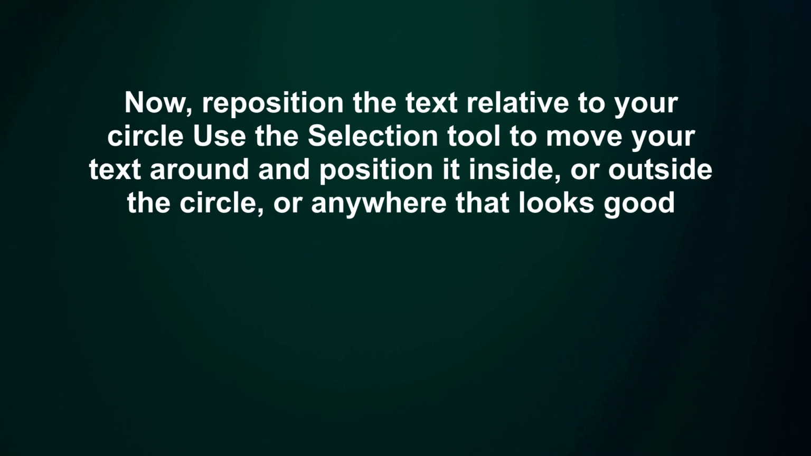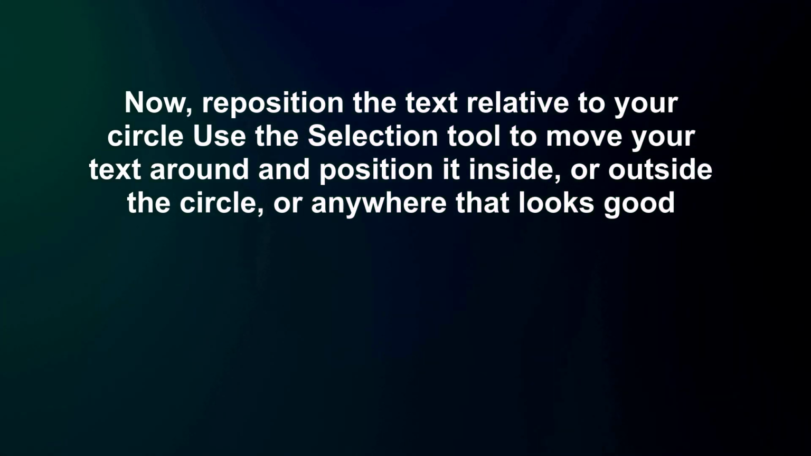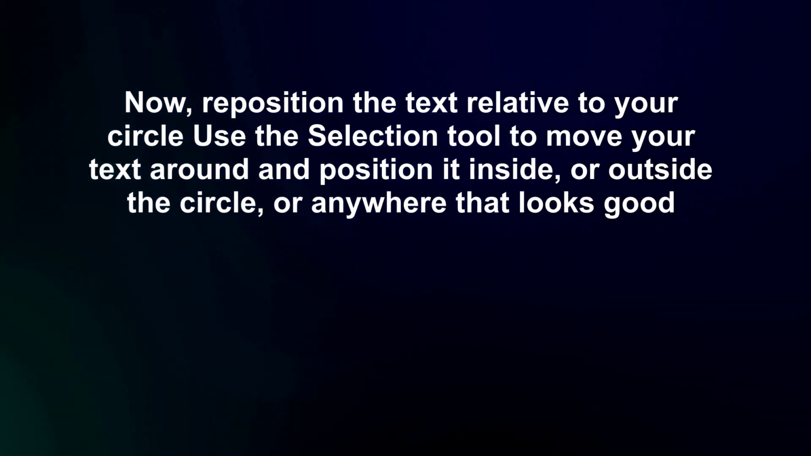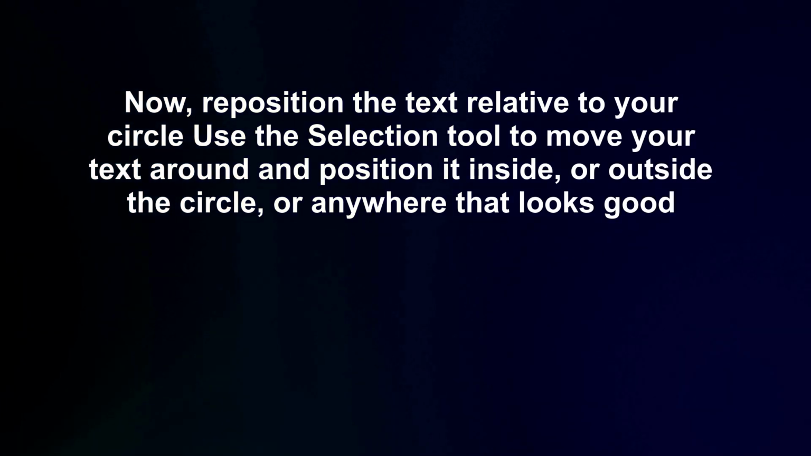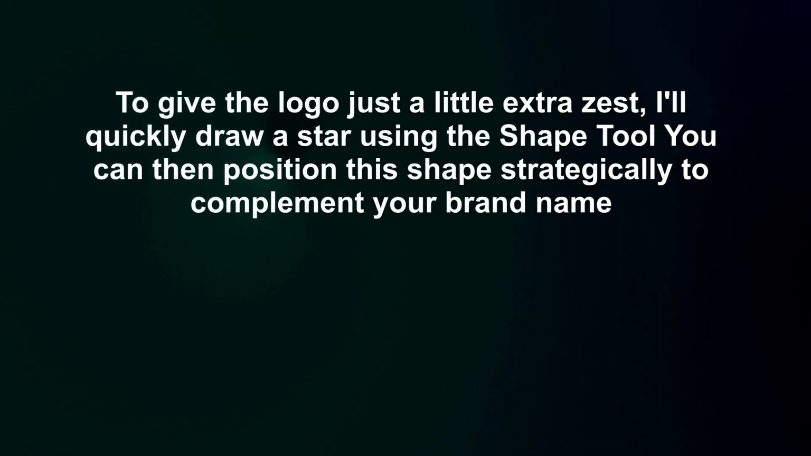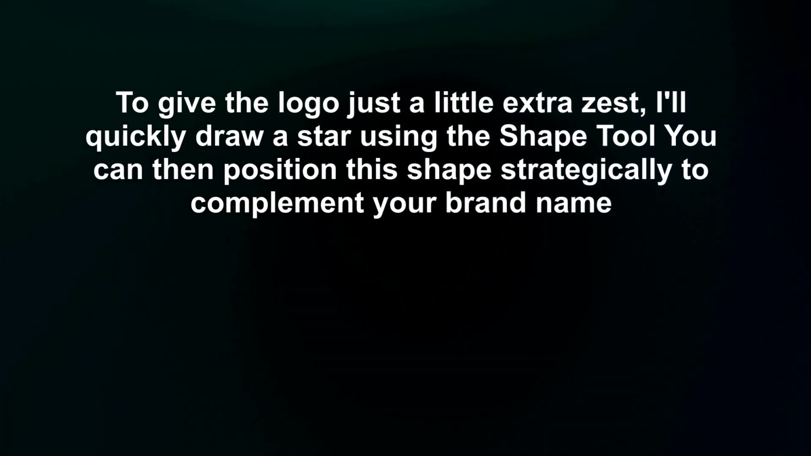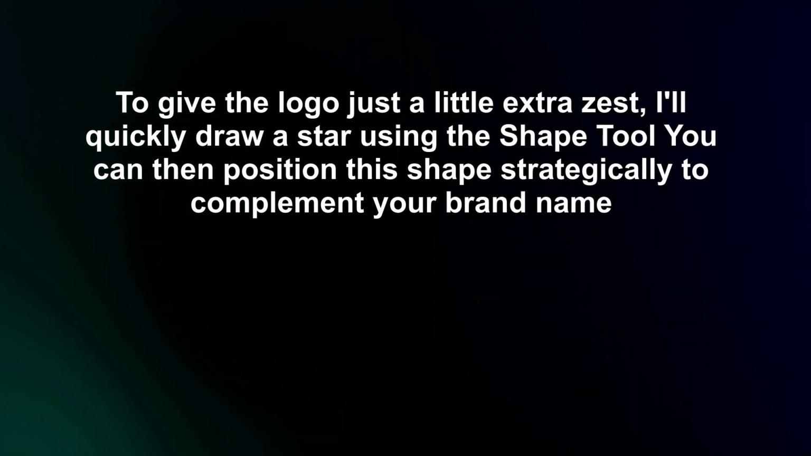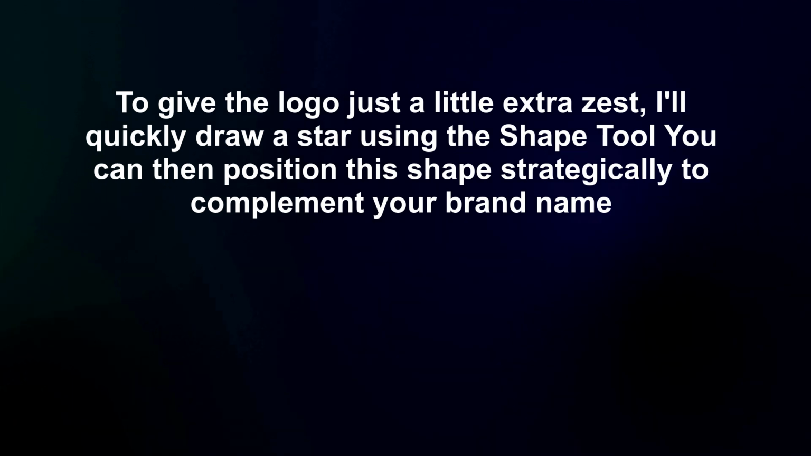Now, reposition the text relative to your circle. Use the Selection tool to move your text around and position it inside or outside the circle, or anywhere that looks good. To give the logo just a little extra zest, I'll quickly draw a star using the Shape tool. You can then position this shape strategically to complement your brand name.